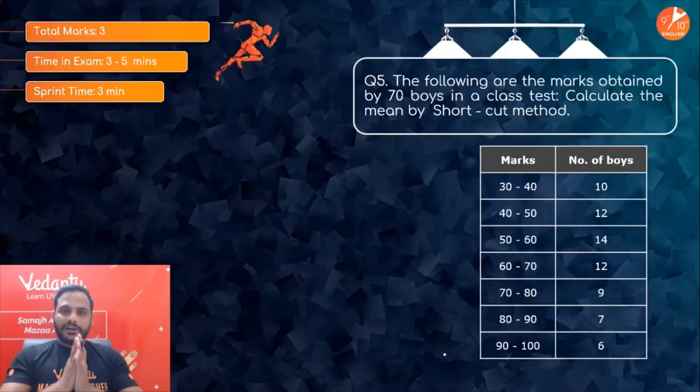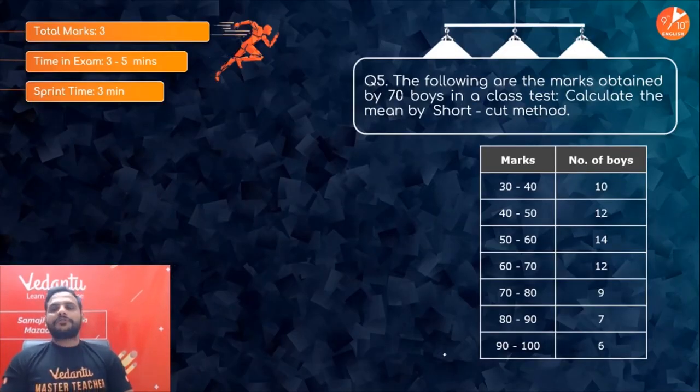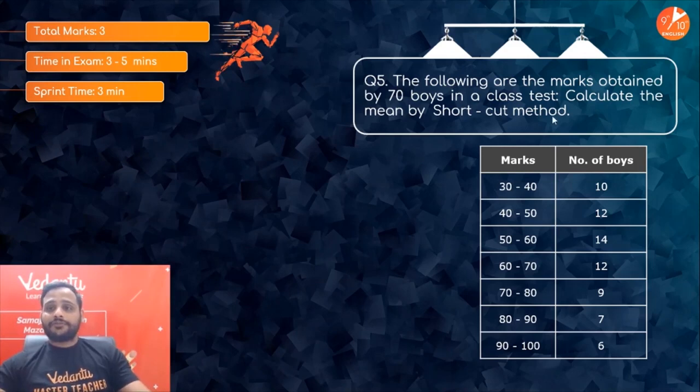Alright, now let's come back to the studies. The question says, the following are the marks obtained by 70 boys in a class test. Calculate the mean by shortcut method. Okay, look at this question. The following are the marks obtained by 70 boys in a class test. Calculate the mean by shortcut method.